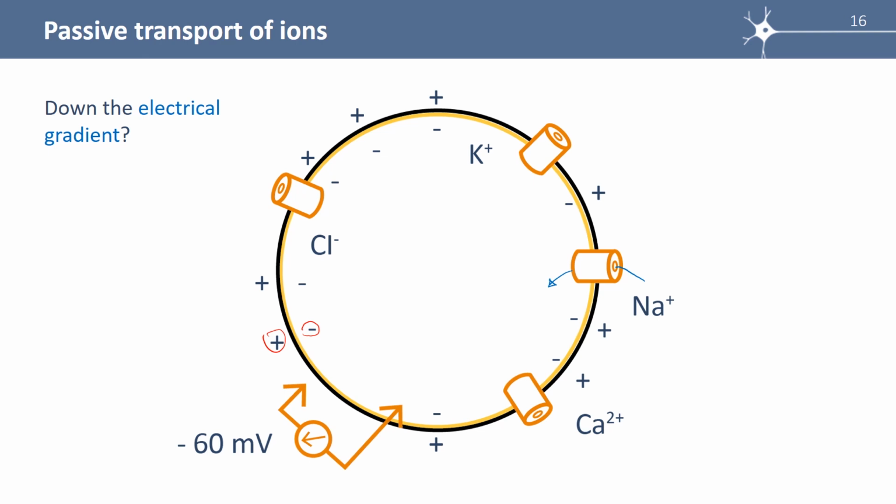Potassium, too, will have a tendency to enter. Calcium ions, too, because all these are positively charged ions. And for chloride ions, it's the contrary. Due to the electrical gradient, they will have a tendency to move out of the cell.